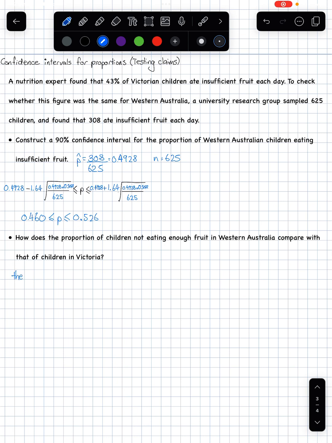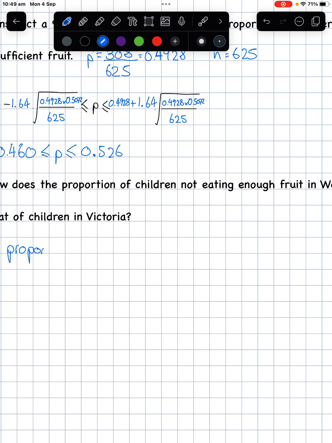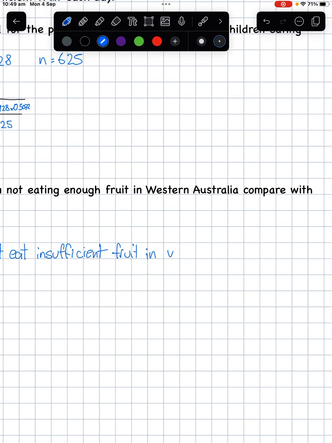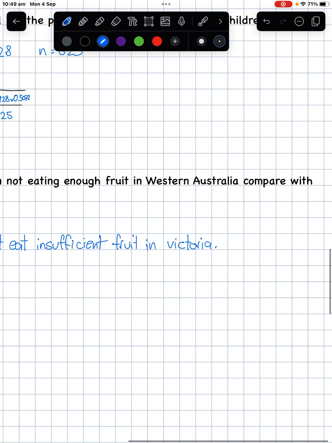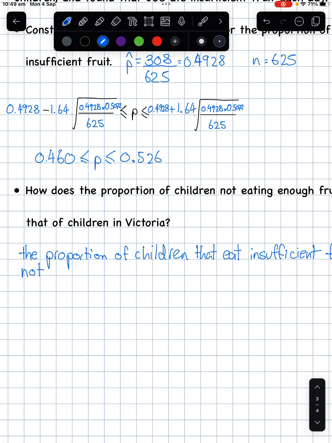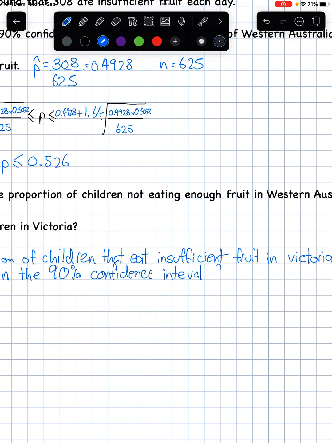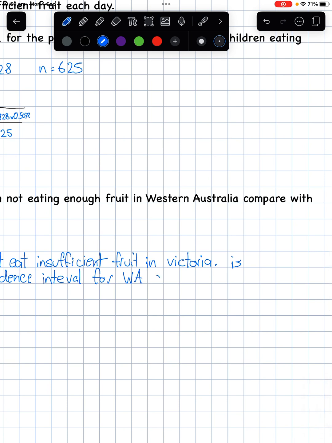So the proportion of children that eat insufficient fruit in Victoria is not within the 90% confidence interval for Western Australia children.